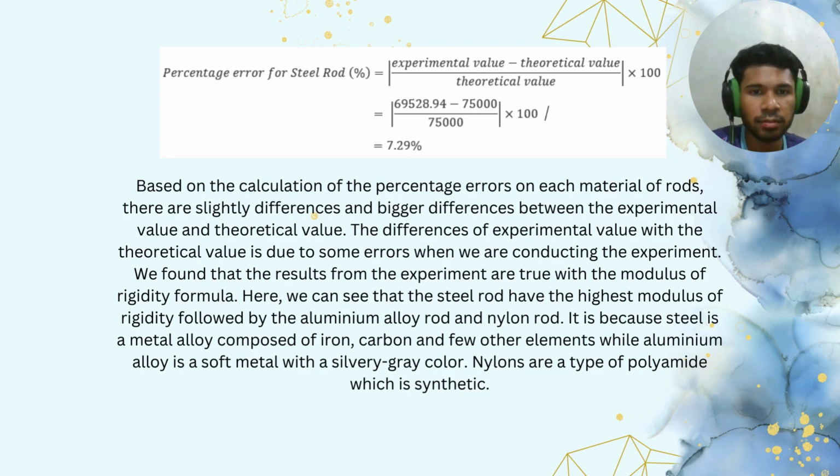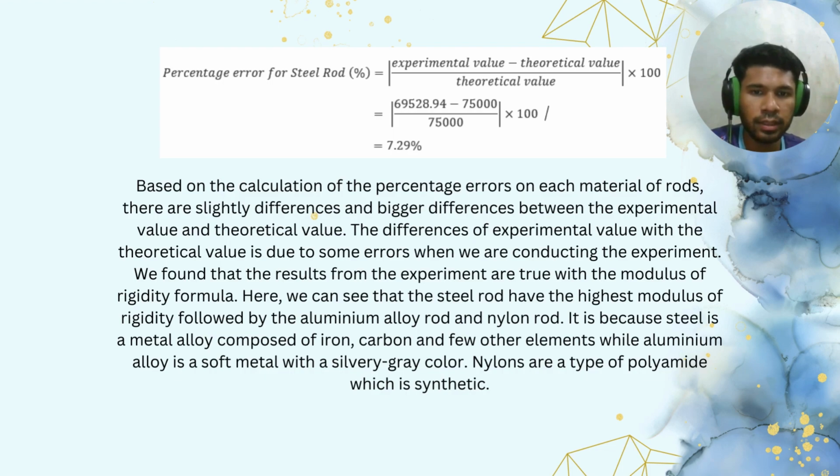Based on the calculation of the percentage error for each rod material, there are slightly different and bigger differences between the experimental value and the theoretical value. The difference between the experimental value and the theoretical value is due to some errors when we were conducting the experiment. We found that the results from the experiment are true with the modulus of rigidity formula.